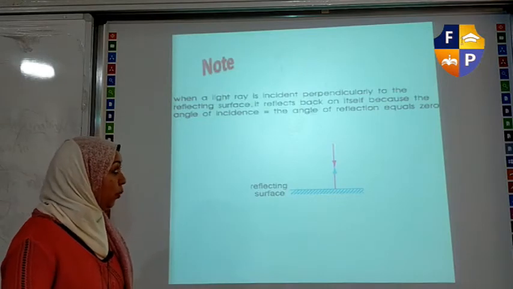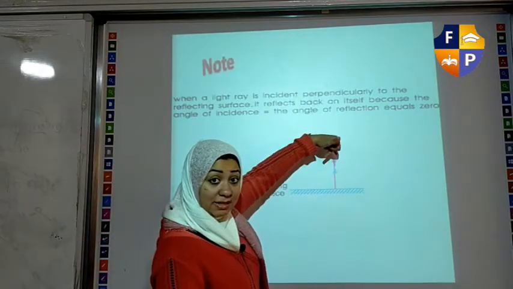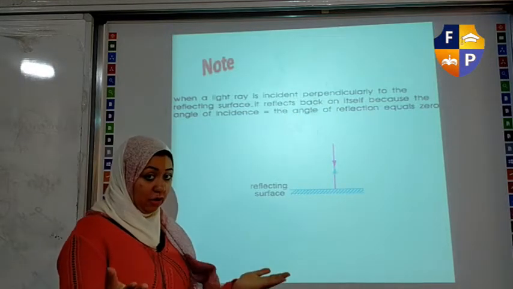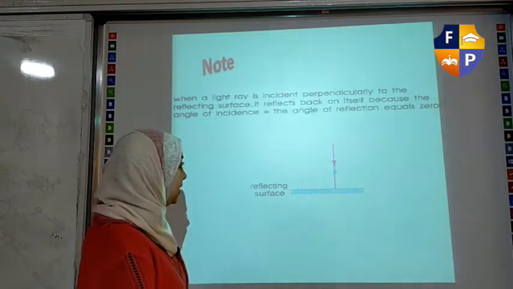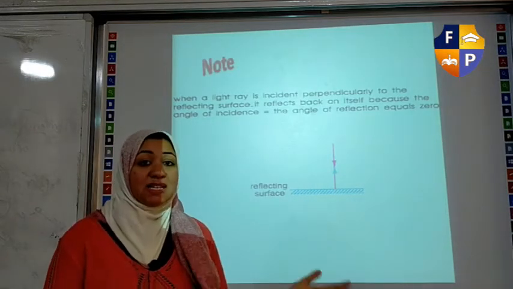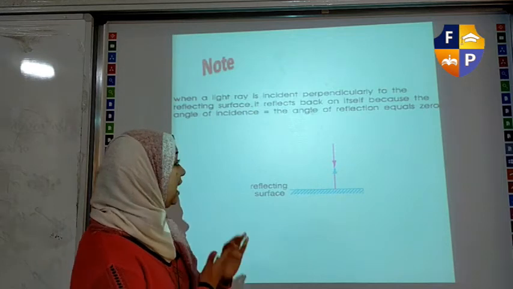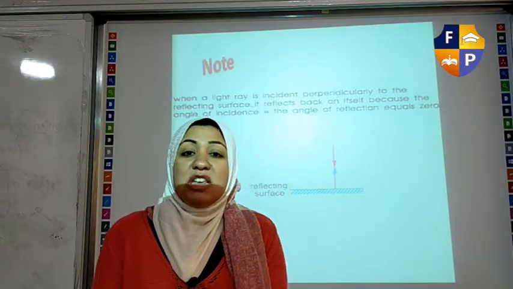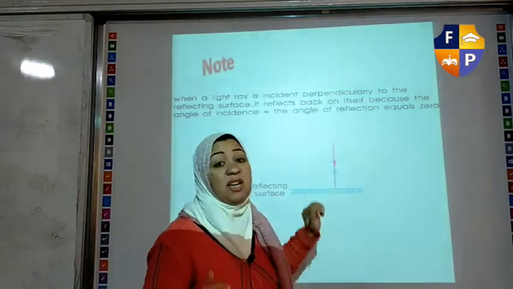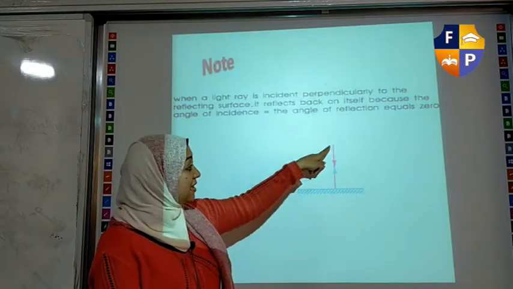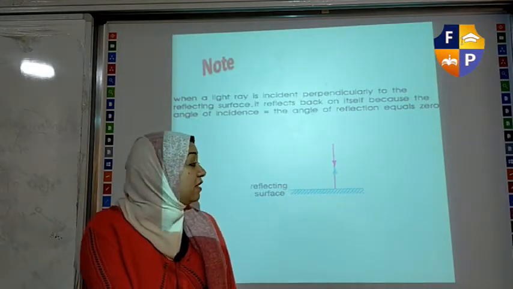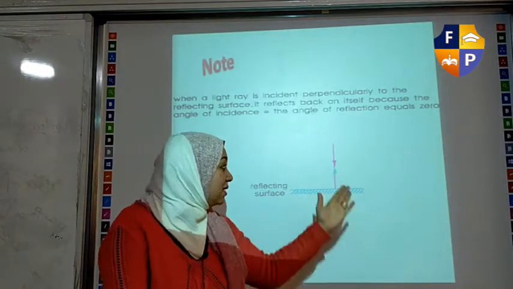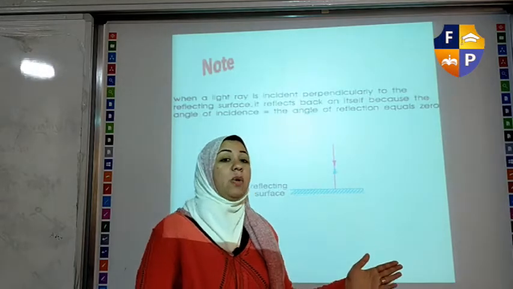Now I'm going to ask you, what happens if the incident light ray, like this one, falls perpendicular to the reflecting surface? Of course, it will be reflected on itself. And we said this is because the angle of incidence and the angle of reflection equal 0. There are no angles here in this diagram. Again, if the incident light ray falls perpendicular to the reflecting surface, it will be reflected to itself, because the angle of incidence and the angle of reflection will equal 0.